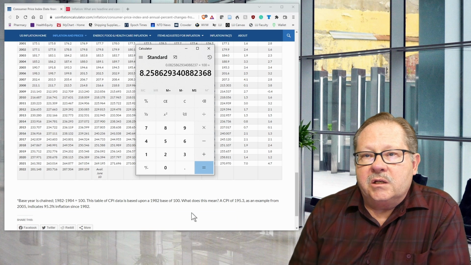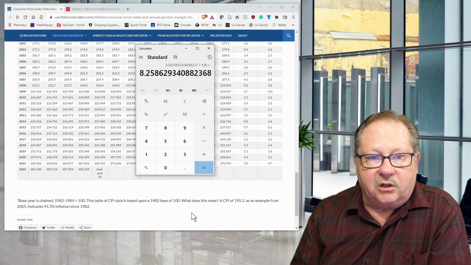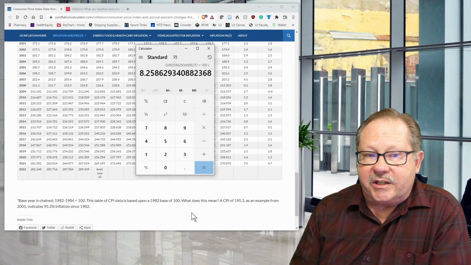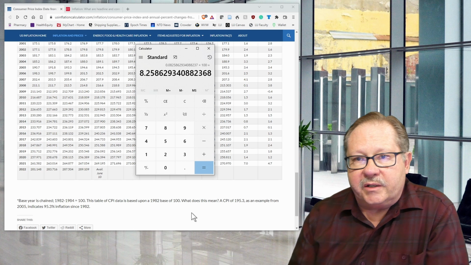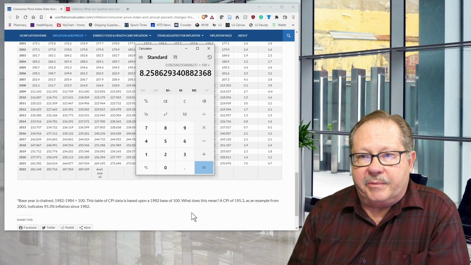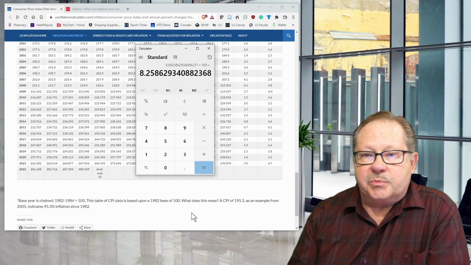Okay, so that's how it's computed. And I love to go to this particular site called usinflationcalculator.com, and you can poke around this site and it gives you a whole bunch of good information on how the CPI is compiled and how it is put together.